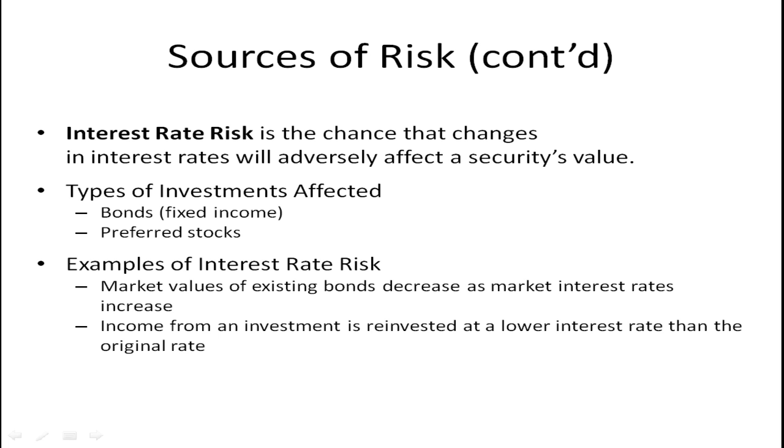Interest rate risk is what happens to the value of the security when interest rates change. And bonds and preferred stocks, again, these fixed income investments, tend to be greatly affected by changes in interest rates. When interest rates go up, bond prices go down. Why is that? Because you're receiving a fixed payment on your bond. You might be receiving $80 a year on your bond. So it might be an 8% coupon bond with $1,000 face value.